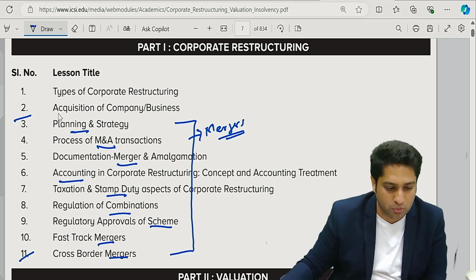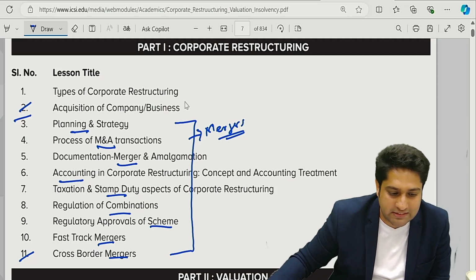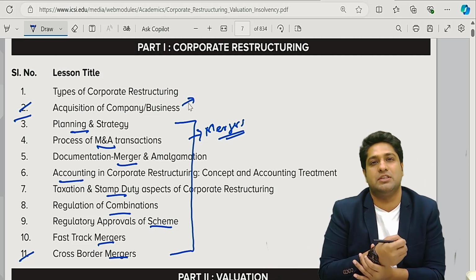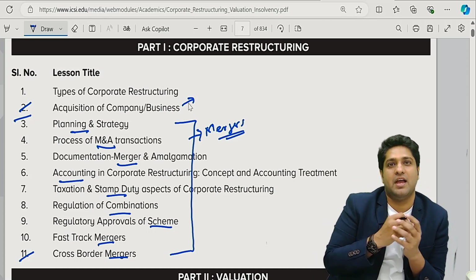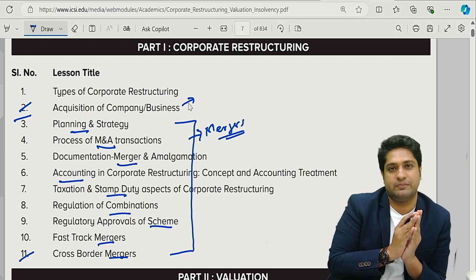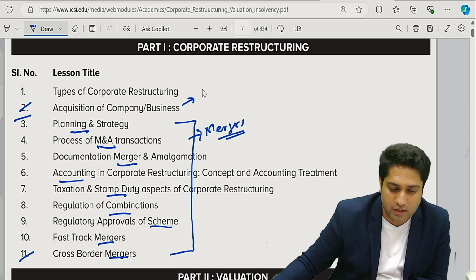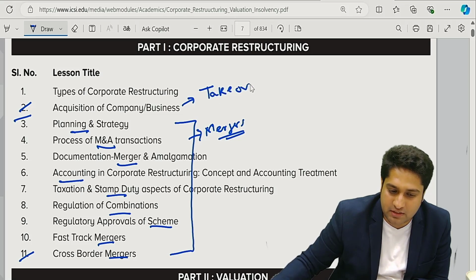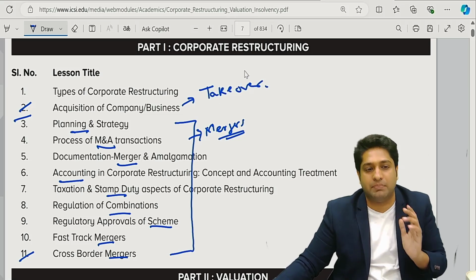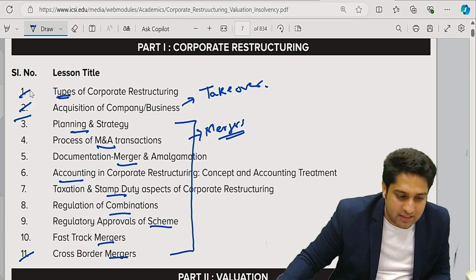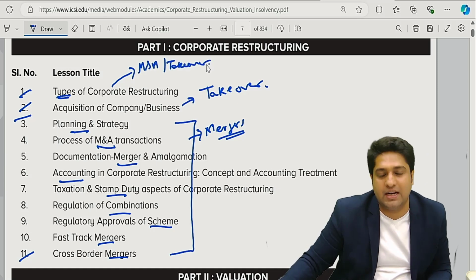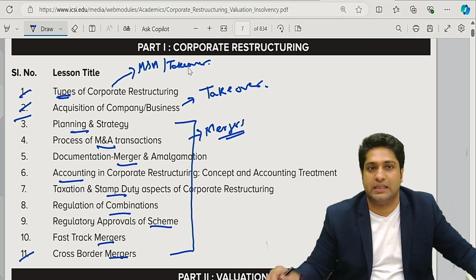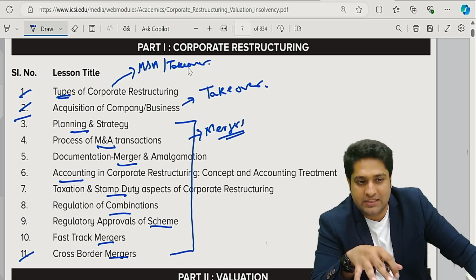Your lesson number 2 is actually acquisition of a business. What is another word for it? Takeover. So the second part is called takeover. Supremely simple. And your lesson 1 is about types of corporate restructuring, which tells you about merger and takeover in short, and other types of restructuring also. Clear? So your syllabus is very clear.